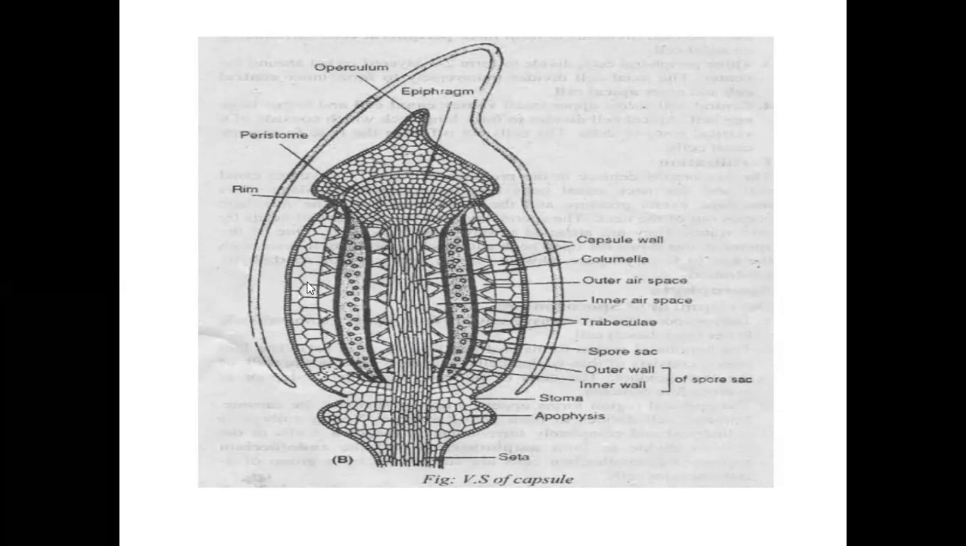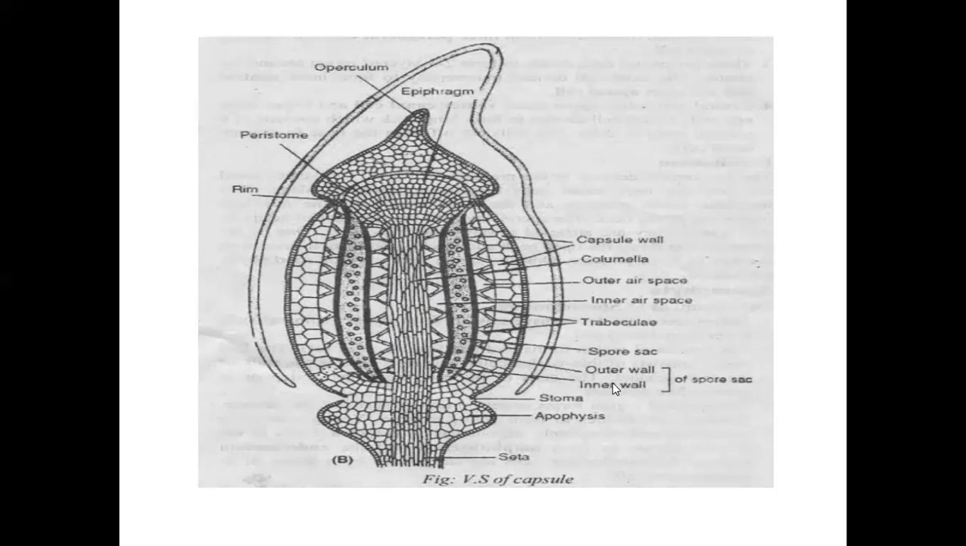Above the apophysis, theca is present. The theca is called the fertile place of the capsule. At the center region of the theca, long pillar-like cells are present. These long pillar-like cells are called columella. Around the columella, air spaces are present. These air spaces are called inner air spaces. The inner air spaces are divided by trabeculae. These are the trabeculae, and outside of these inner air spaces, the spore sac is present.